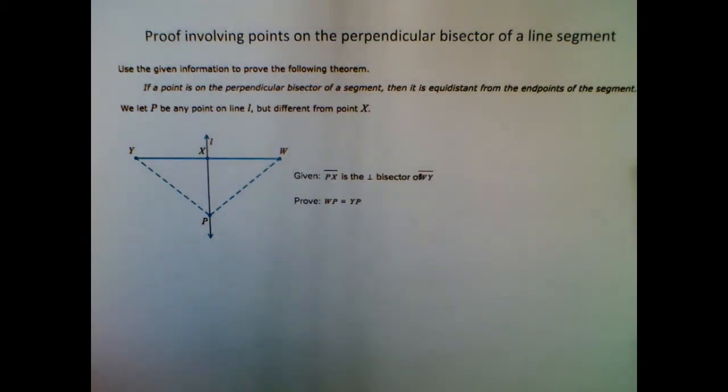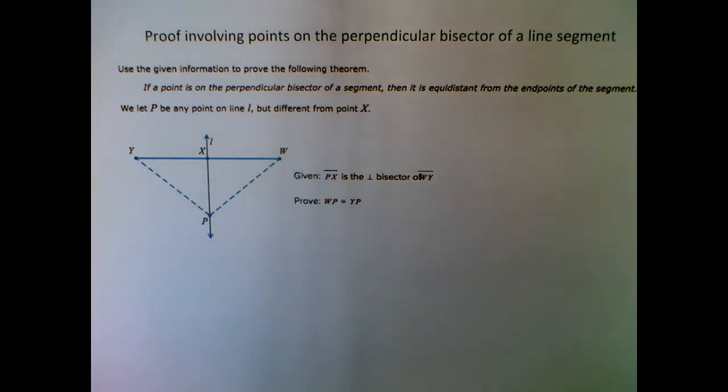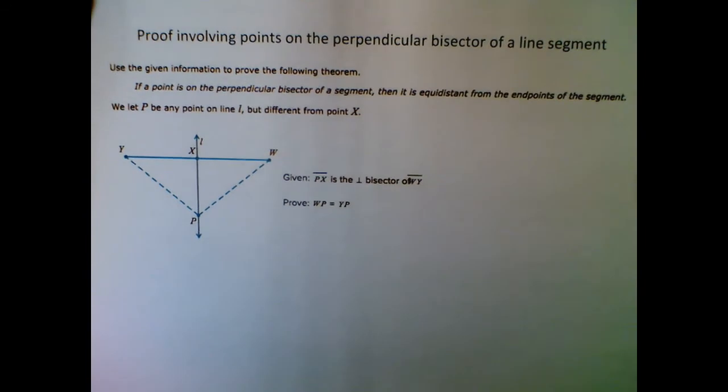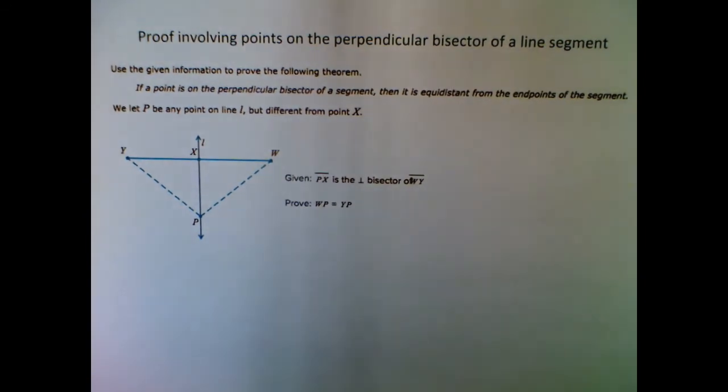Today we're going to be looking at the ALEKS topic, proof involving points on the perpendicular bisector of a line segment. So, here's the given information to prove the following theorem. If a point is on the perpendicular bisector of a segment, then it is equidistant from the endpoints of a segment. Okay, good to know.